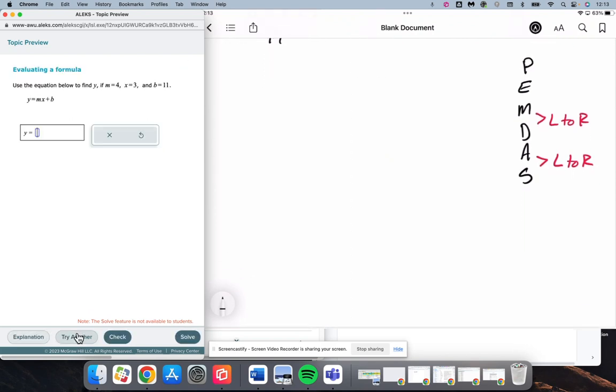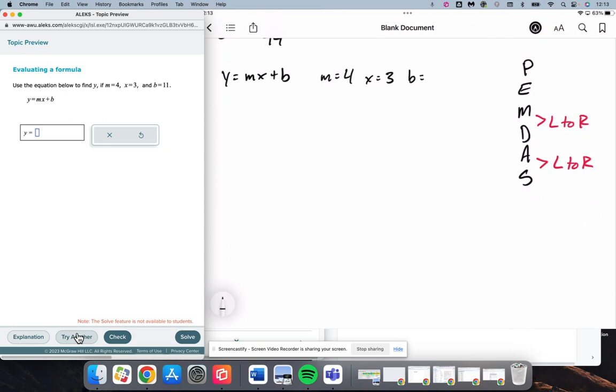There we go. So in this case, we have y equals mx plus b. M equals 4. X is 3. And b is equal to 11. So we have y equals 4. M and x are next to each other, which means multiplication. So 4 times 3 plus b, which is 11. So order of operations, no parentheses, no exponents, multiplication or division. We do have 4 times 3 gives us 12. Keep the 11. 12 plus 11 is 23.